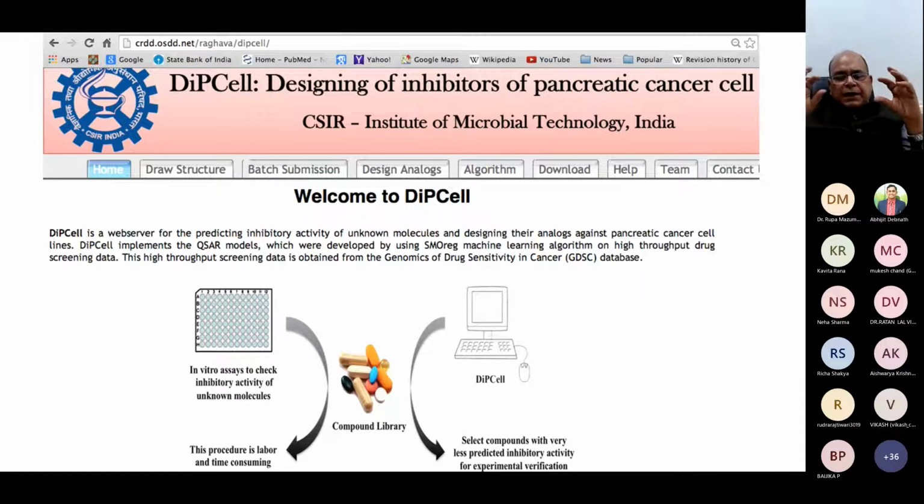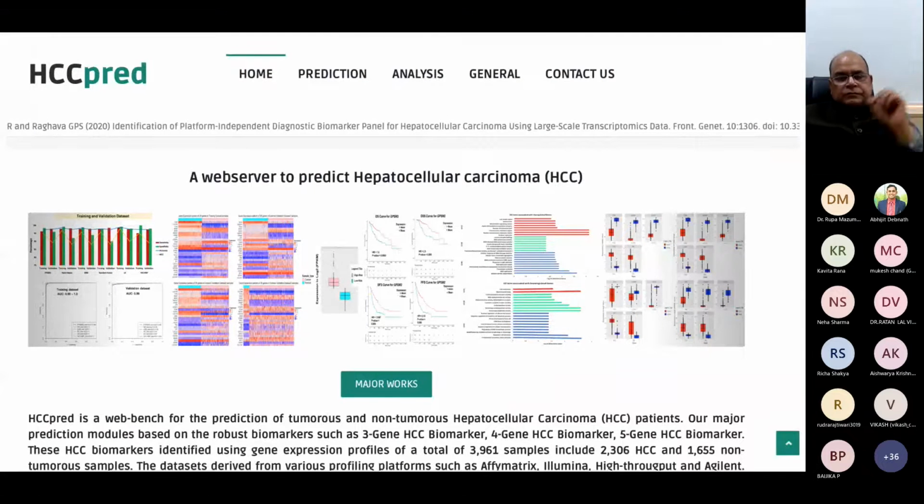So if you want to design a drug, the drug should be in such a way that it works with all types of variants of pancreatic cancer. All subtypes of cancer should be treated by this drug. So here an attempt has been made with what we call promiscuous anti-cancer drugs. Okay, so these are similar things. I'm not going into the detail of each and every one.